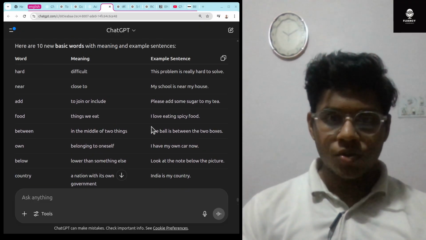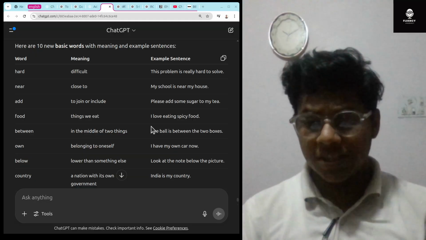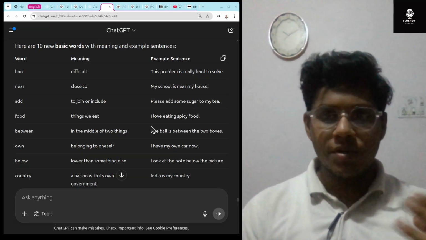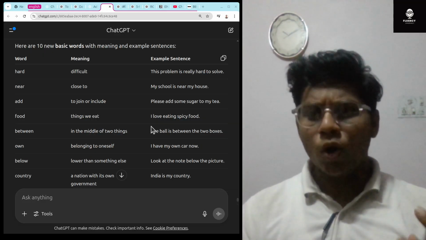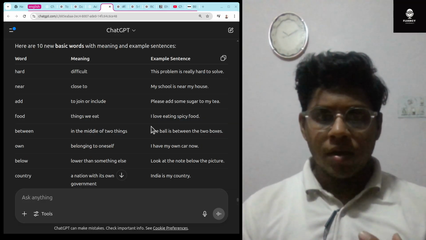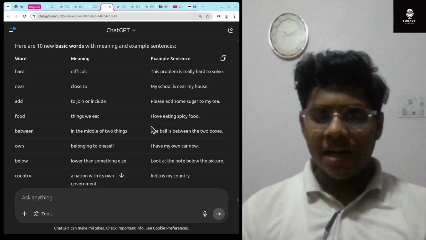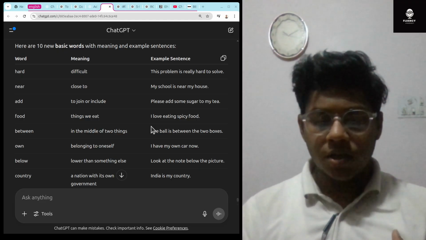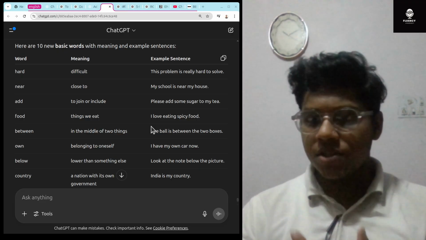Okay, so this problem is really hard to solve. It is like very difficult, right? My school is near my house. Near means very close to my house. बहुत पास में है. Please add some sugar to my tea. मुझे कुछ शक्कर चाहिए, right? और मुझे चाय में शक्कर चाहिए.